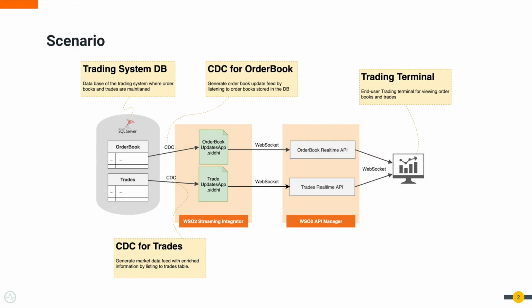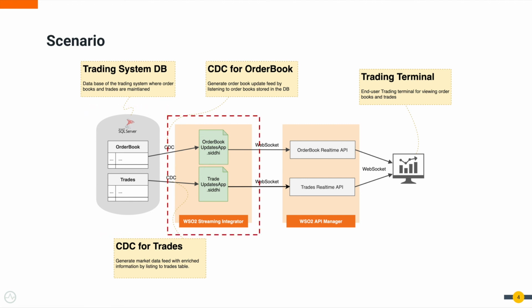In this demonstration, we simulated an order book and a market data feed using WSO2 Streaming Integrator and WSO2 API Manager. In the demonstration, we had 4 main components, which were the database, WSO2 Streaming Integrator, WSO2 API Manager, and the trading terminal. For the database, we used Microsoft SQL Server. It had 2 tables, which were order book and trades.